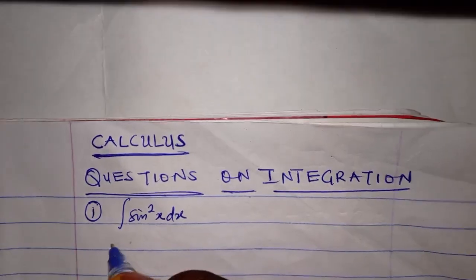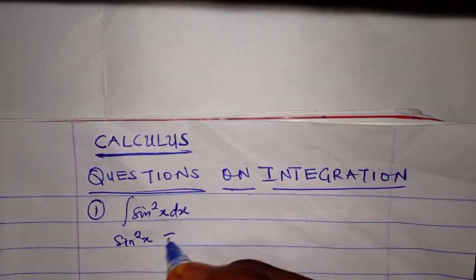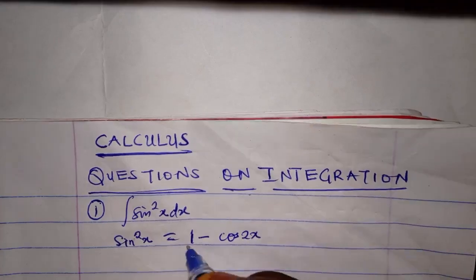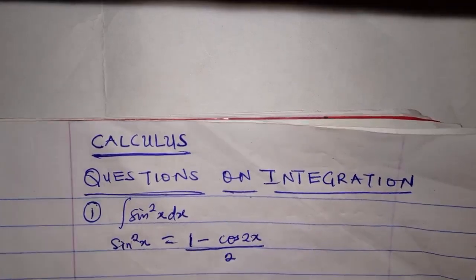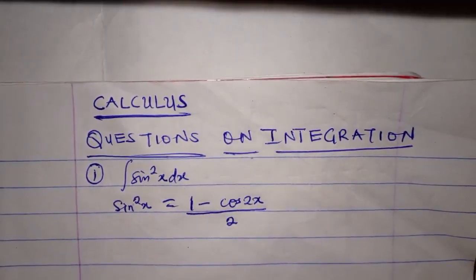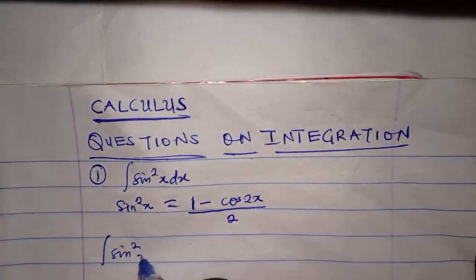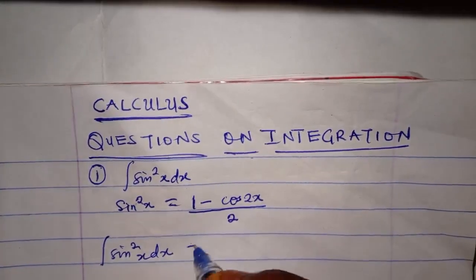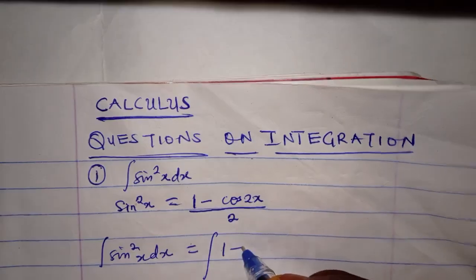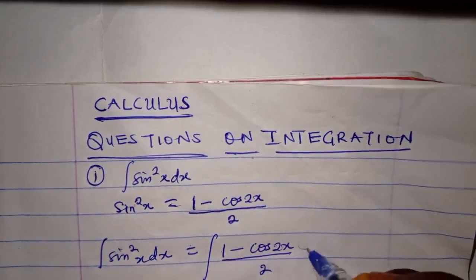This is it. Sine squared x is actually 1 minus cos 2x all over 2. By trigonometry, this is true. So the integral of sine squared x dx is equal to the integral of 1 minus cos 2x all over 2 dx.